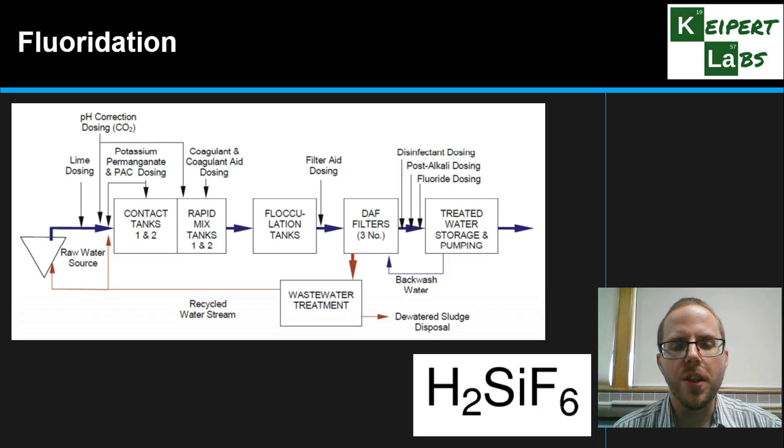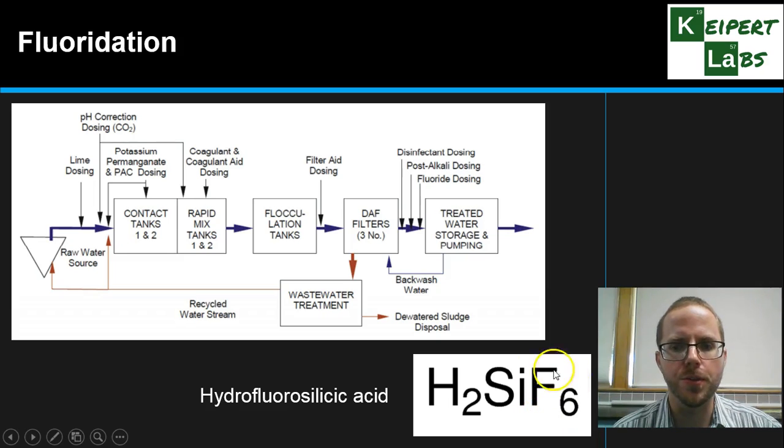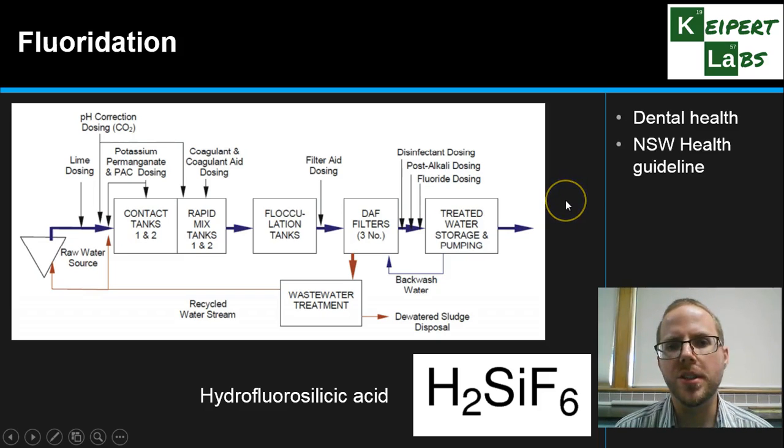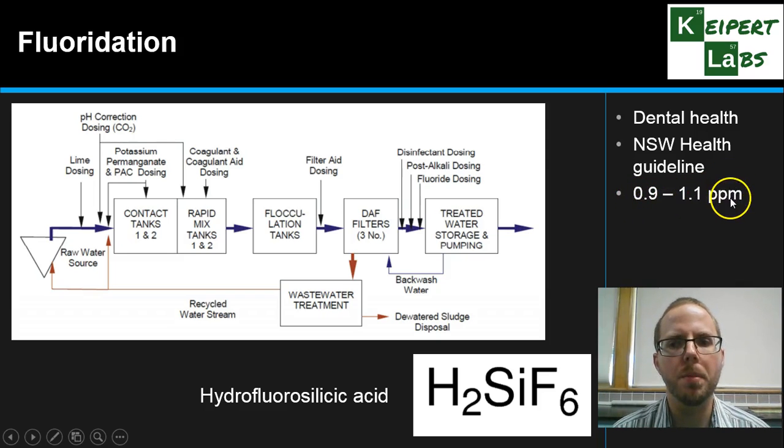After sanitization, we now begin the process of adding in fluoride. You can see, fluoride dosing happens as one of the final stages in the process. We add it by the addition of this chemical here, which is called hydrofluorosilicic acid, a source of fluoride ions. The idea is that this is for dental health, to help kill bacteria and help to prevent tooth decay. It's a New South Wales health guideline, and we maintain a level of between 0.9 and 1.1 parts per million. That is around about 1 milligram for every litre of drinking water. And this has helped to reduce cavities.